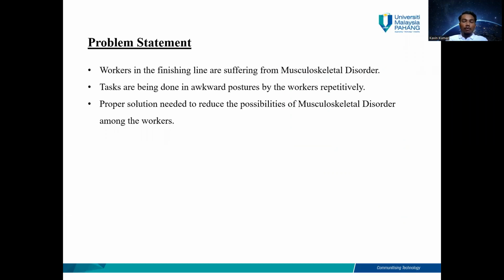Next is the problem statement of the project. First, the workers in the finishing line are suffering from MSDs. Second, the tasks done in awkward posture by the workers are repetitively done in the finishing line. Thirdly, a proper solution is needed to reduce the possibility of MSDs among the workers.